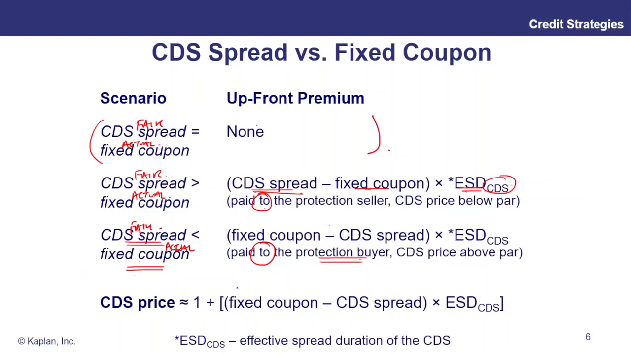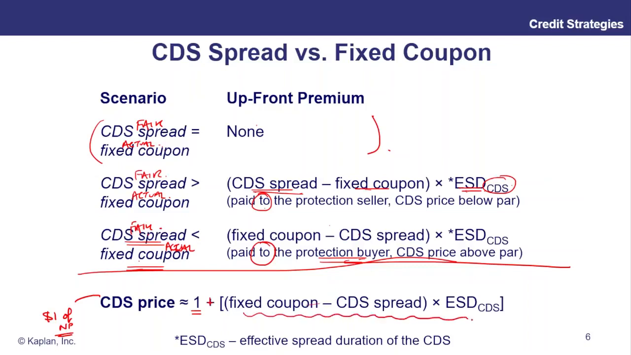And very importantly, this upfront premium affects how the CDS is priced. The value of $1 of notional principal of the CDS is priced as 1 for $1 of notional principal plus this upfront payment that's paid to the buyer from the seller. So if there is a payment to the buyer, this increases the CDS price.